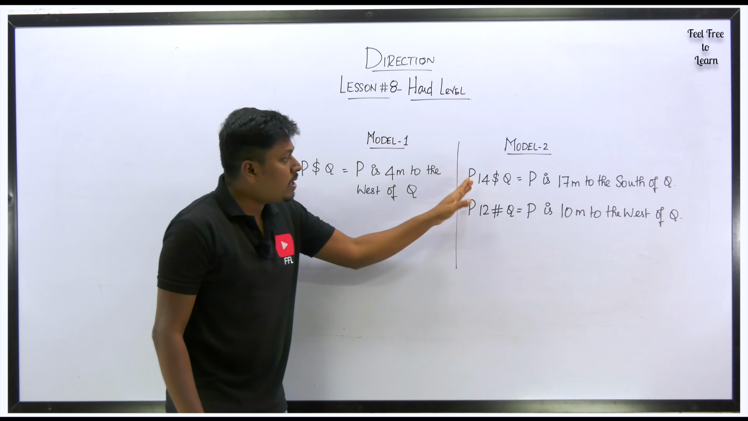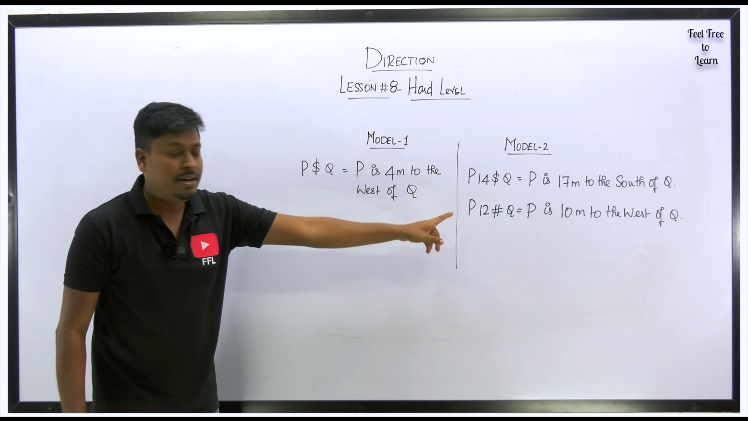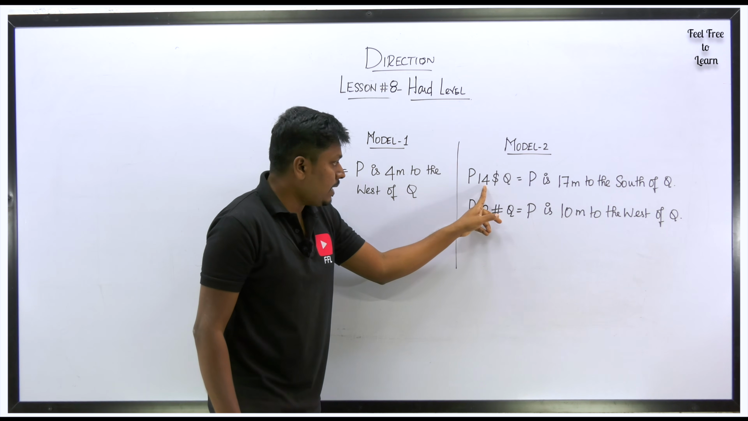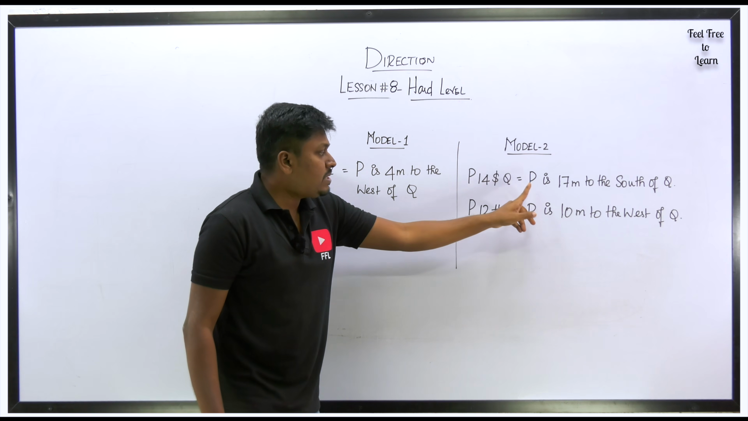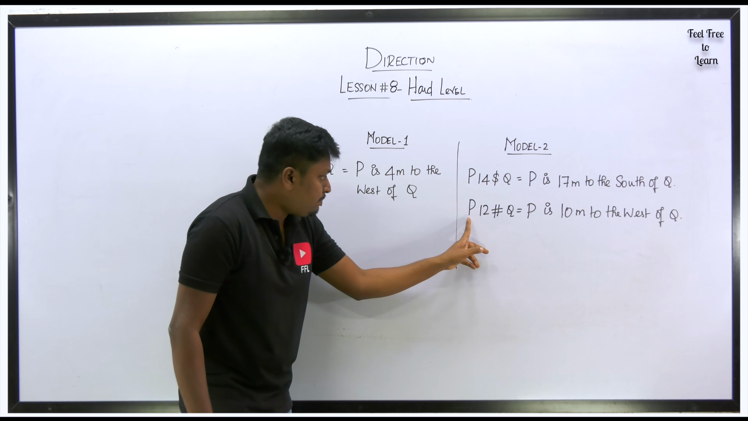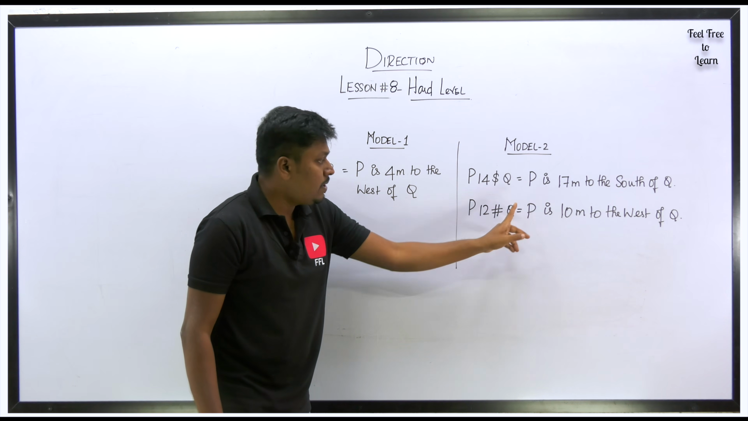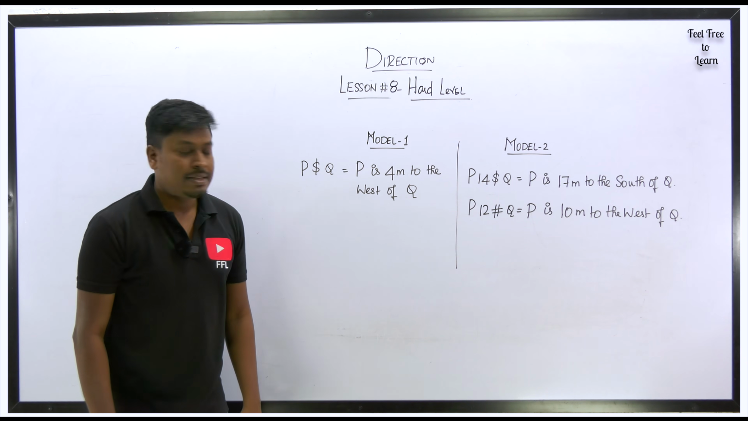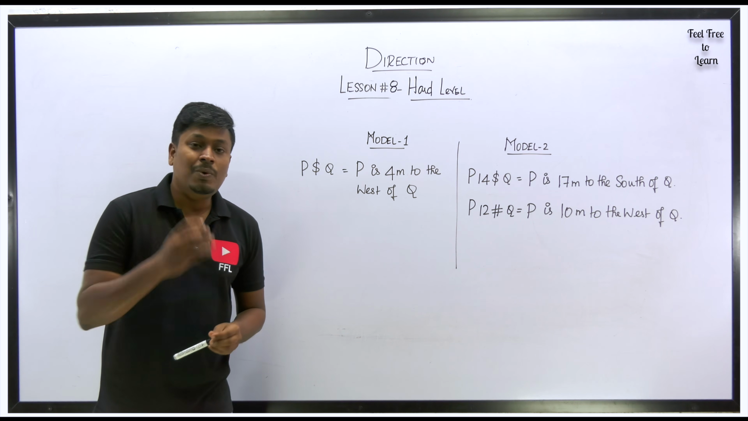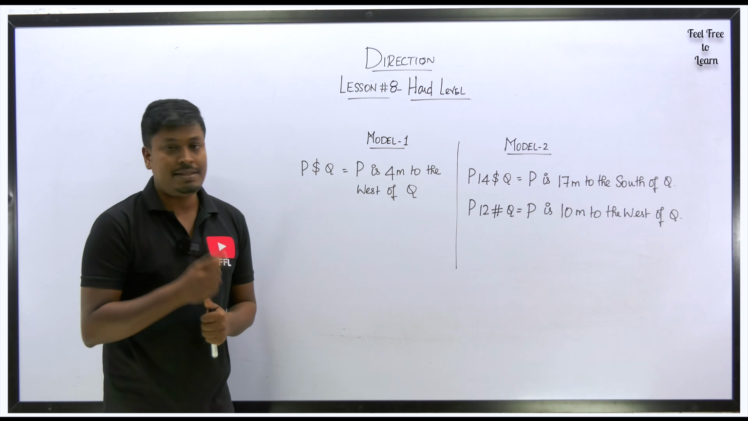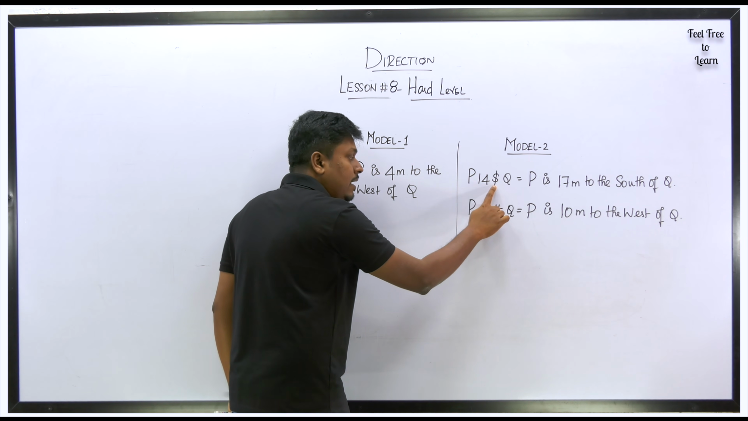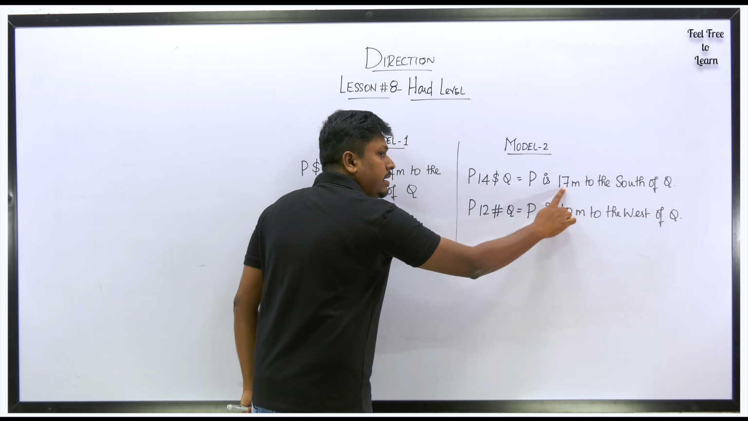But model number 2 is more important. If you take model number 2, you can see the letter P, number 14, dollar and Q, which means P is 17 meter to the south of Q. Similarly, letter P, number 12, asterisk Q: P is 10 meter to the west of Q. Here, if they ask these types of model number 2 questions, first you have to analyze the question properly. Just listen carefully: if it is dollar, the number has been increased by 3. Understood or not?